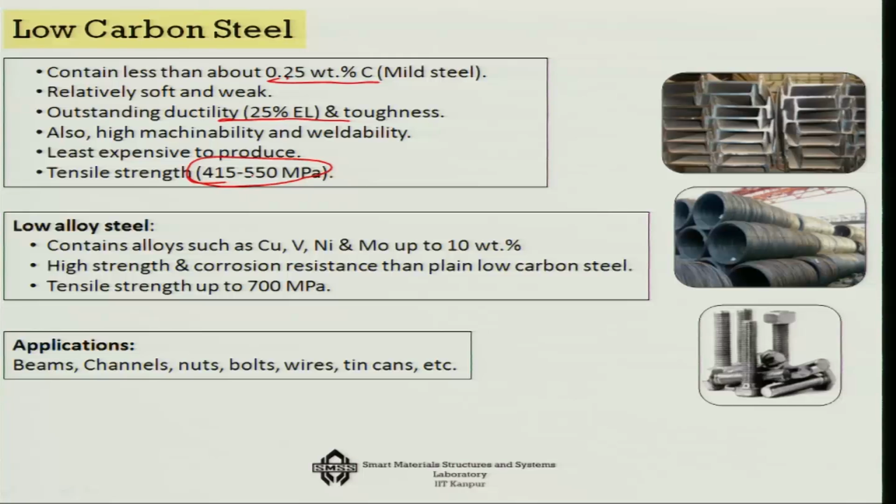There is a version which is called the low alloy steel, which gives you a better strength, that is 700 MPa, and in this you actually get more alloying elements. For example, you get copper, vanadium, nickel, molybdenum up to 10 weight%. More than that it will become high alloy. So, that is a low alloy steel that has better tensile strength and has many structural applications like beams, for example, or channels or nuts and bolts, wires, tin cans, etc. So, that is about the low carbon steel.